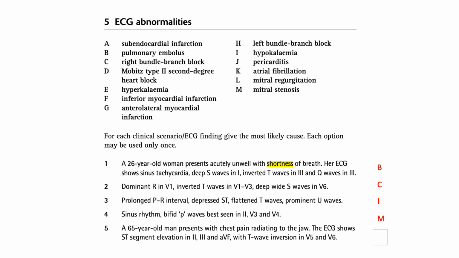And it is. A 65-year-old man presents with chest pain radiating to the jaw. The ECG shows ST segment elevation in 2, 3, and AVF with T wave inversion in V5 and V6. So F for inferior. This sounds like an inferior myocardial infarction, which is F.